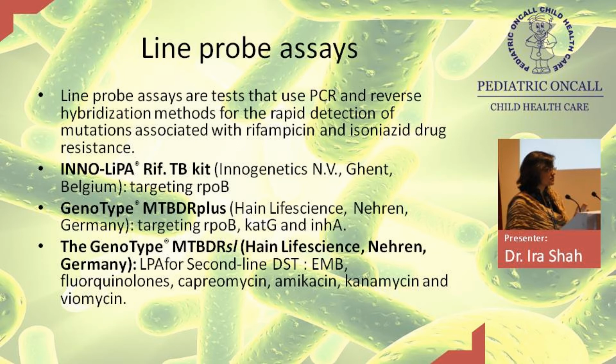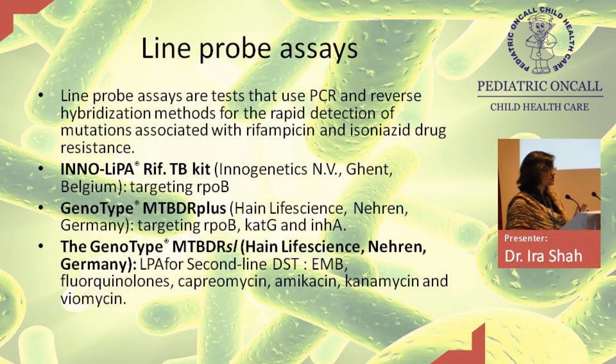To detect other drugs that are resistant, there is a new test by the same Hain Life Sciences that is known as MTBDRsl. It looks also at second-line drugs like ethambutol, fluoroquinolones, capreomycin, amikacin, kanamycin, and viomycin. So at least your XDR TB it can pick up fast, the line probe assays.